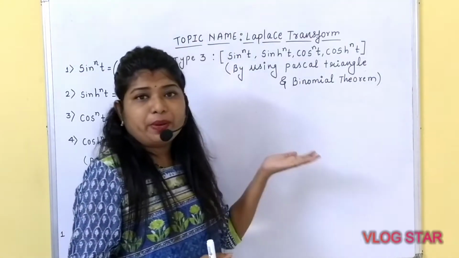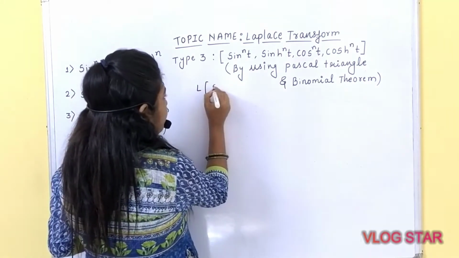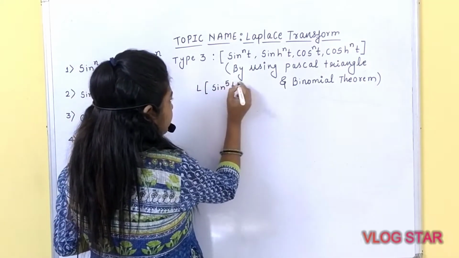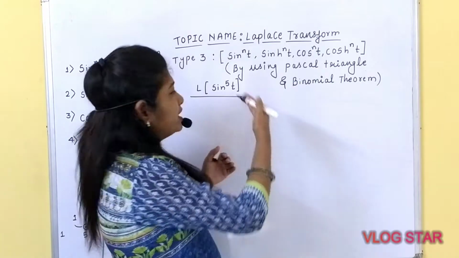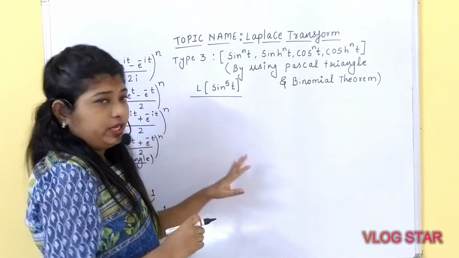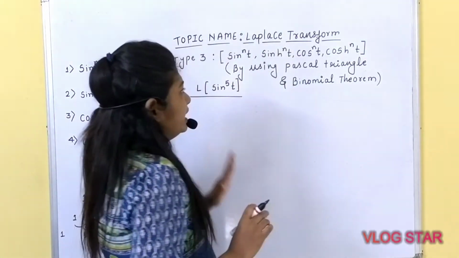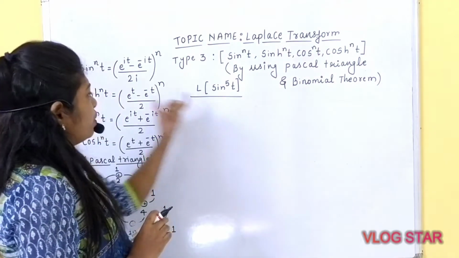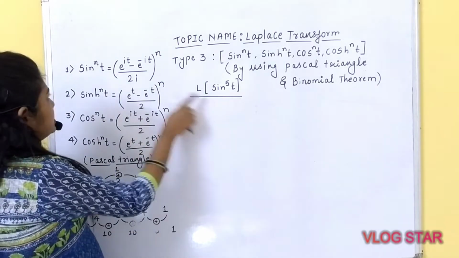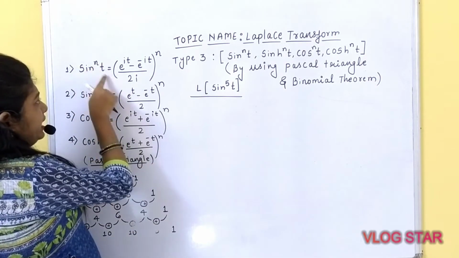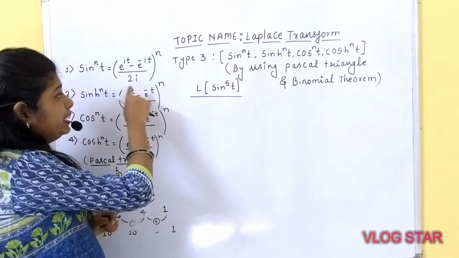So to understand type number 3, let's consider one example. We need to calculate the Laplace transform of sin raised to 5t. If you observe carefully, on the left hand side, I have projected 4 important formulas related to this type. Which formula are you going to apply? Sin raised to nt is nothing but equal to (e raised to it minus e raised to minus it) upon 2i.